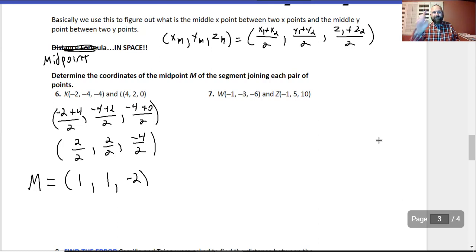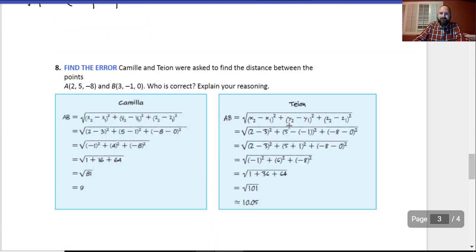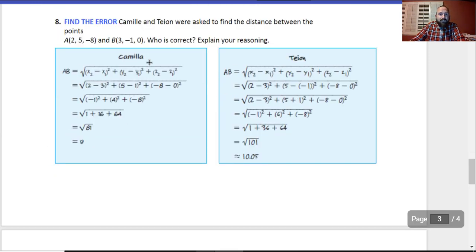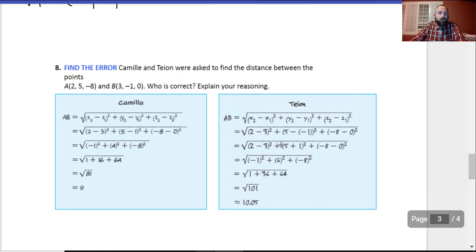All right, guys, here we go. So now we're getting into find the error. The rest of this stuff right now is your homework. Go ahead and try your best. Answer each question. You have 8 right here. Figure out who's right, and explain your reasoning of who is right.